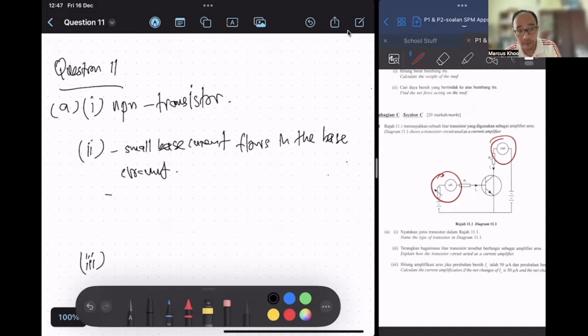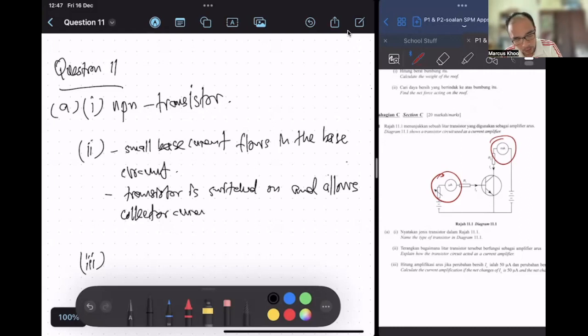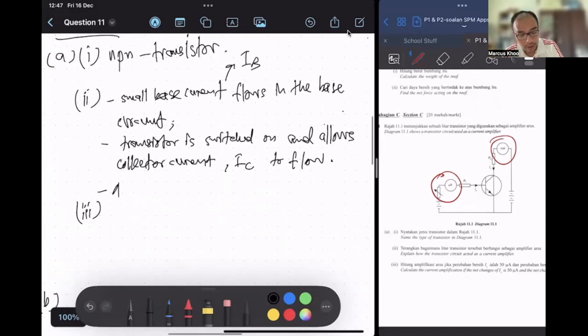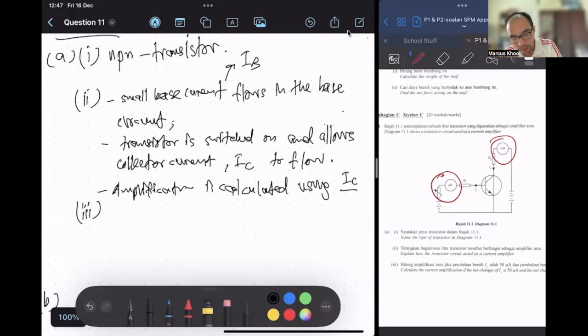Now, when the small base current flows, the transistor is switched on and allows collector current, IC, sorry, this base current is IB, to flow. And then since we're talking about current amplifier, the amplification is calculated using IC over IB.